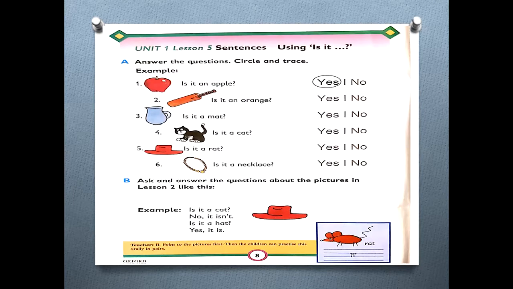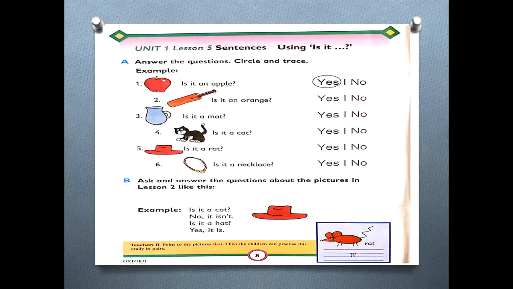Let's start. Unit number 1, lesson number 5, and the topic is sentences using is it. You should know this, that is it comes in the beginning when we have to ask a question from someone. Okay.